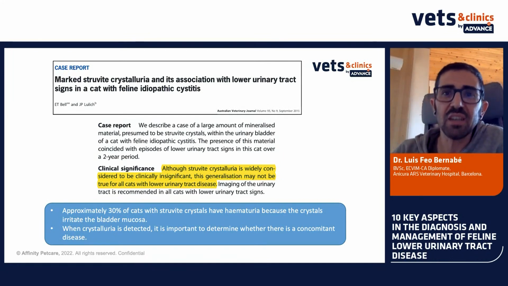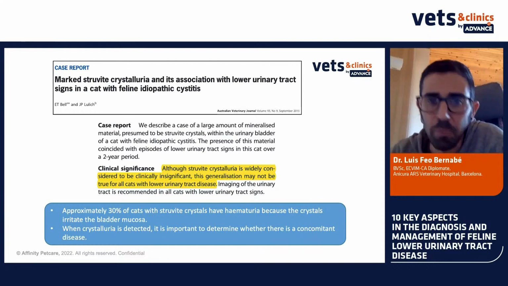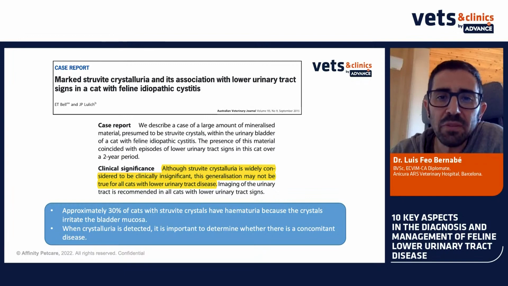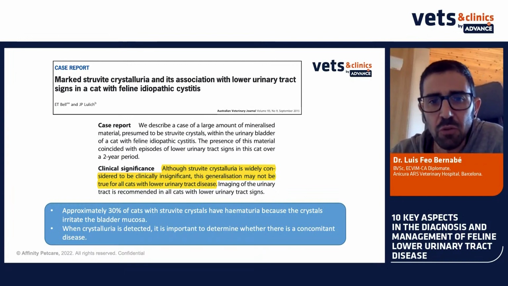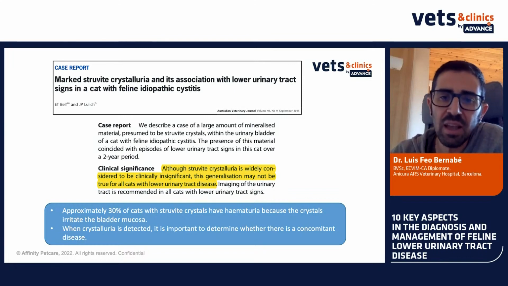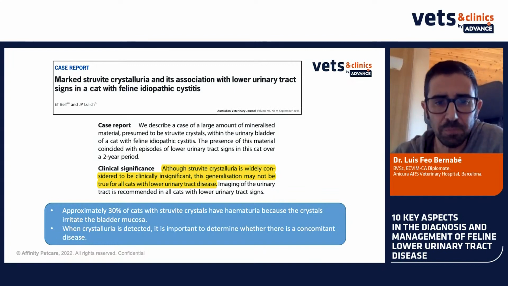As we know, cats are different, and although struvite crystalluria is considered not pathological or clinically insignificant, sometimes it could be important. We know around 30% of cats with struvite crystals have hematuria because the crystal irritates the bladder mucosa. And that's not the most frequent scenario, but you can have this situation.